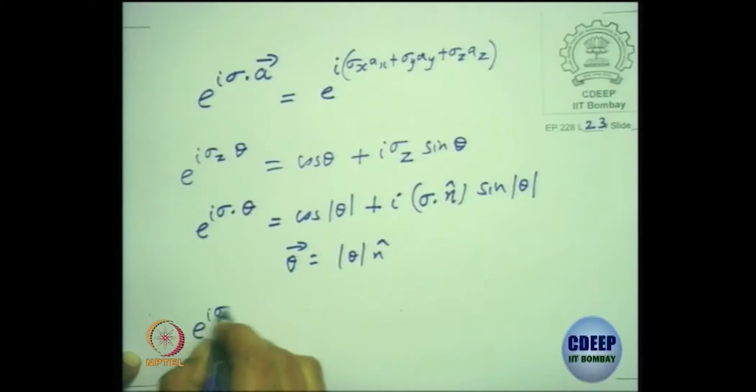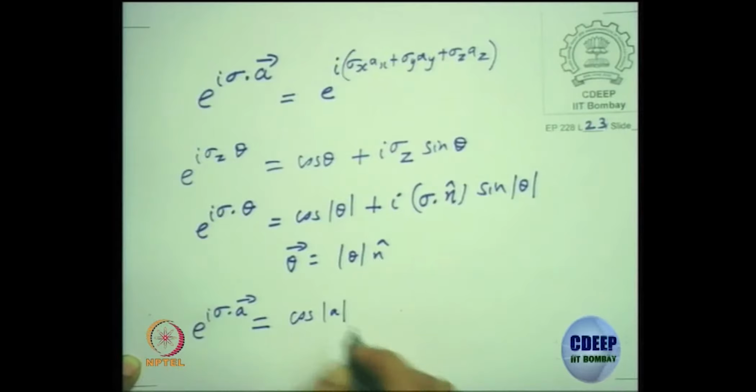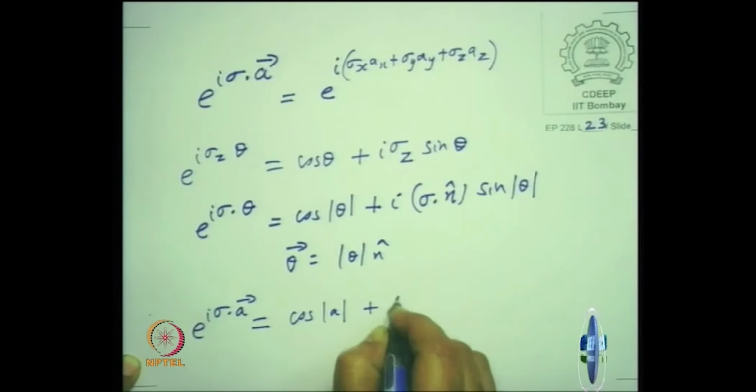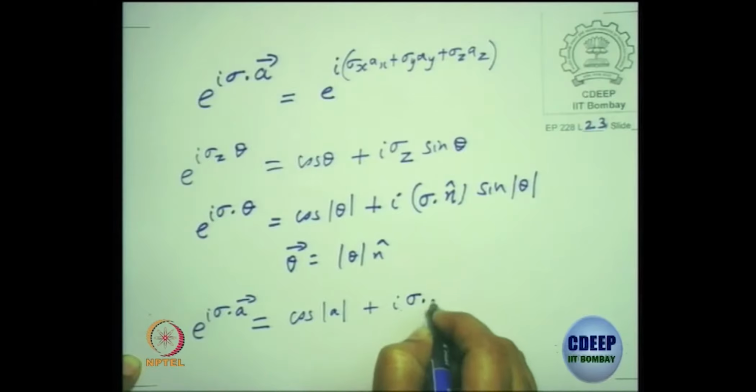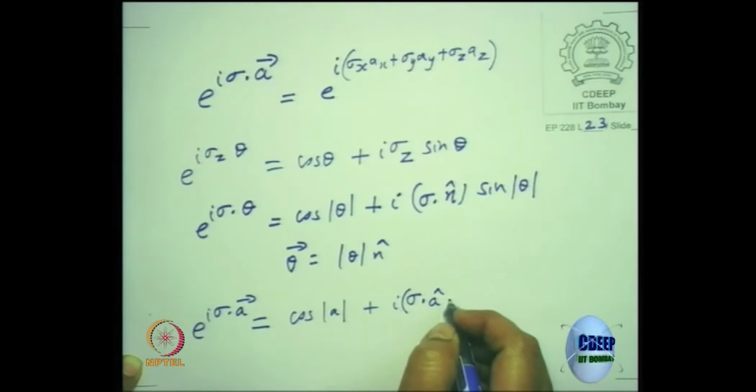You can also verify here using Pauli matrices properties. Use the Pauli matrices properties and try and work it out. What is e to the power of I sigma dot a? It should be cos mod a plus I times sigma dot unit vector of a, only the direction. Sigma dot or sigma cross? Sigma dot, right?